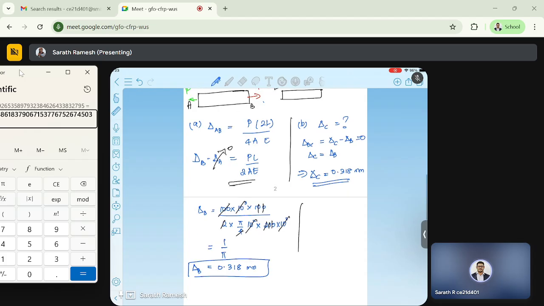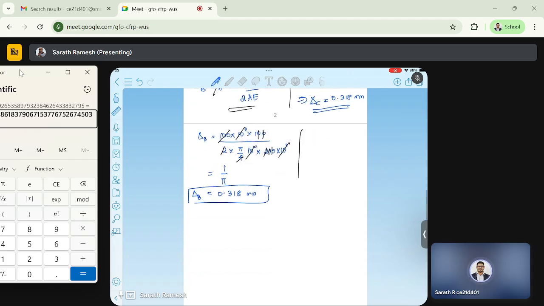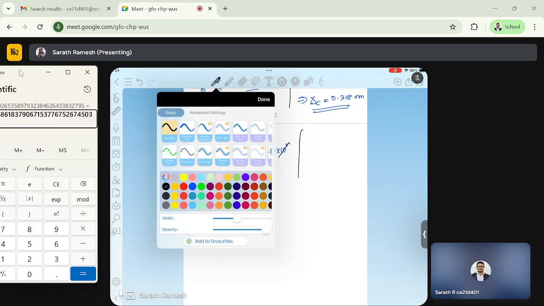So this finishes part B, and part C is stresses.